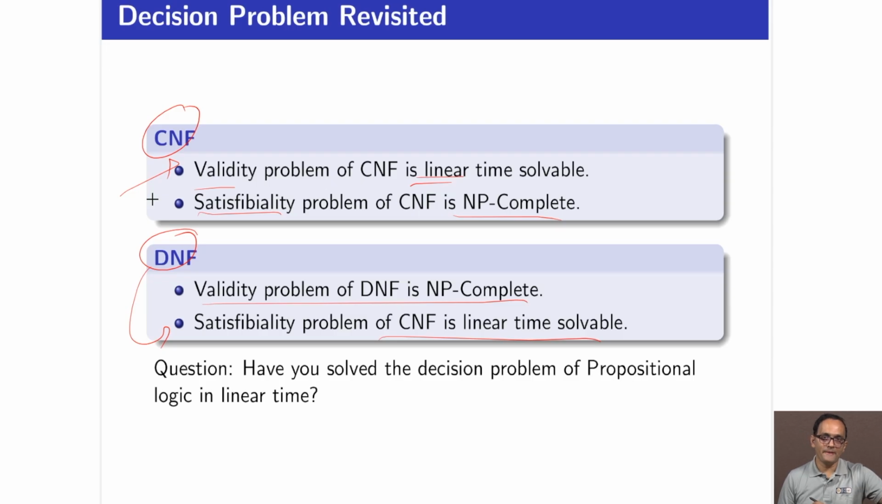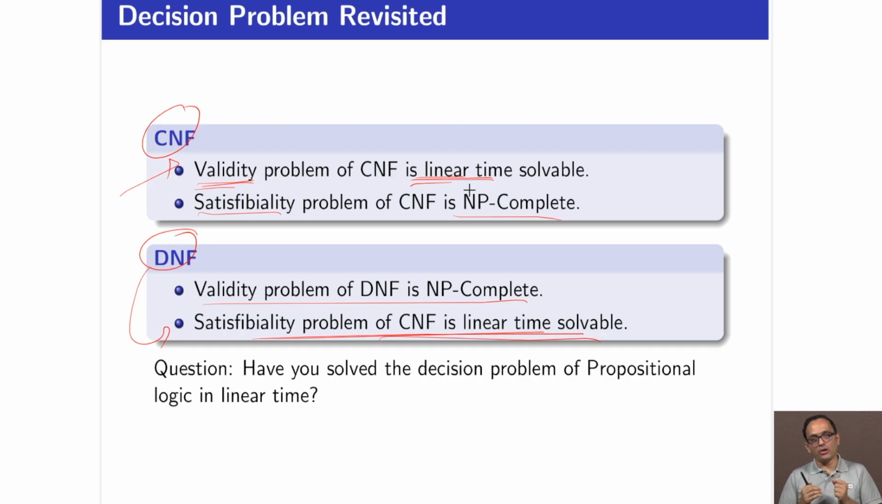But this is not the case, because I have already discussed that if you take an arbitrary formula and convert it into CNF or DNF, it may be of exponential size. So even if you convert into DNF for satisfiability, the formula may be exponential. So this linear time will not help if the formula is exponential. Similarly, if you convert a formula into CNF for the validity problem, even if your algorithm is smart or linear time, the size of the formula may be exponential.